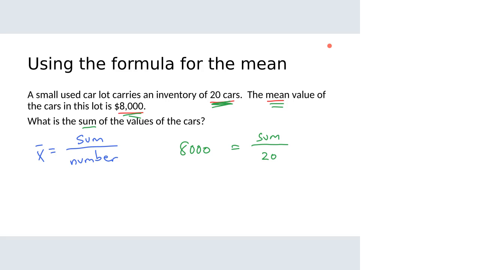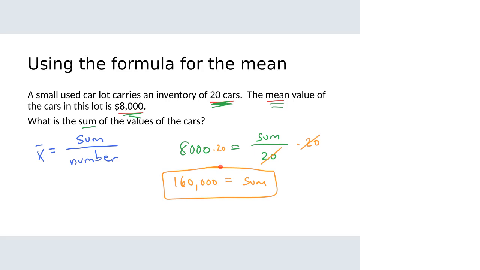Excellent, Kevin. Thanks. Jessica's right behind you, I'm pretty sure. And again, multiply by 20 on both sides. Perfect. So I'm going to multiply by 20 on the right. What that's going to do is get this to cancel, leaving me just the sum. That's what I'm looking for. If I multiply by 20 on the right, I also need to multiply by 20 on the left. And when I do that, 8,000 times 20 is 160,000. And that is the sum of the values of the cars. That's what I was looking for.